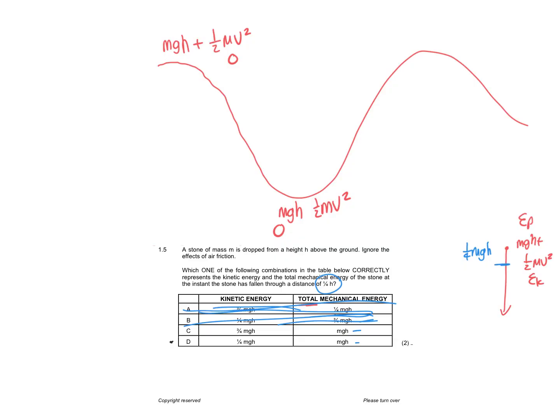which means a quarter of its height energy is gone. This much height energy has been converted into fast energy, which is why it says a quarter mgh. The 3/4 mgh is how much high energy it has left, but they are asking you for fast energy. 1/4 of its high has been converted into fast.